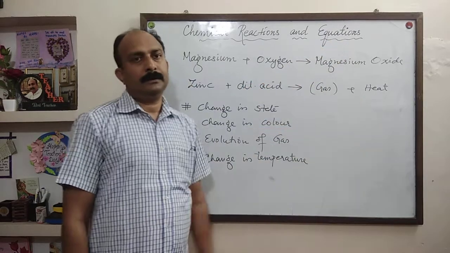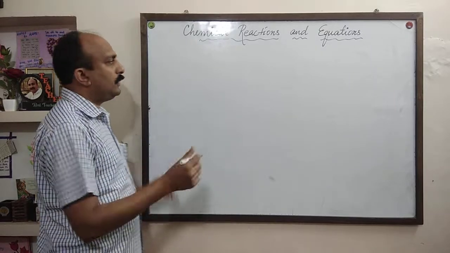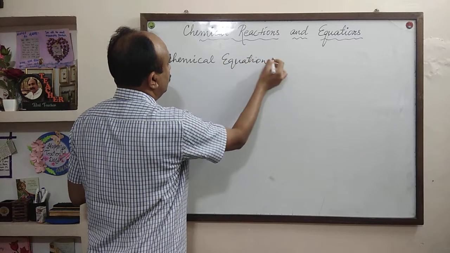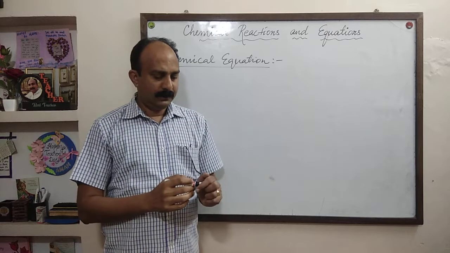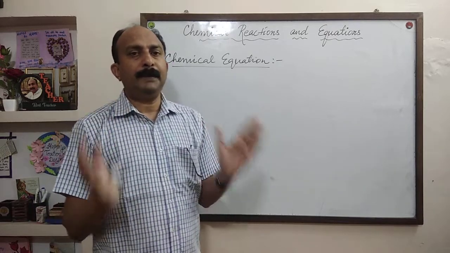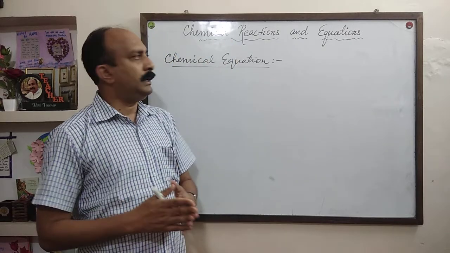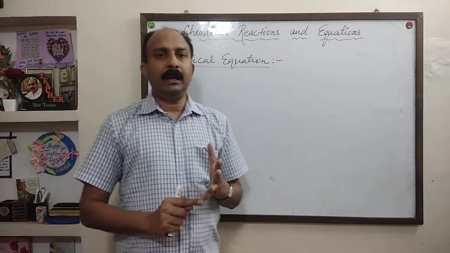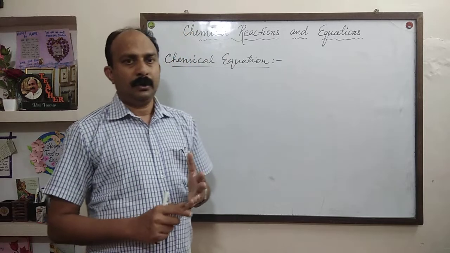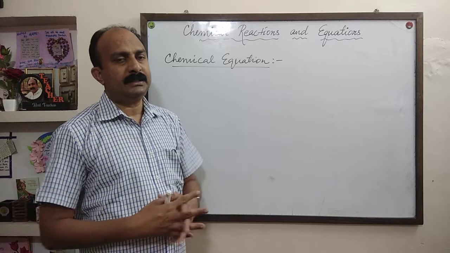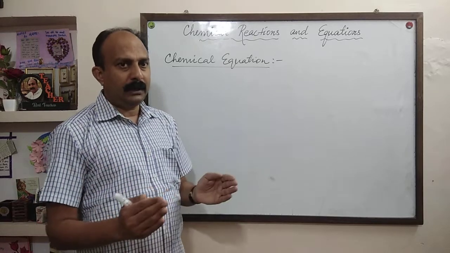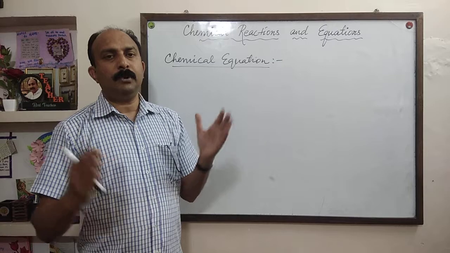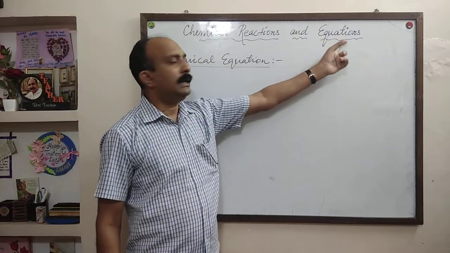What is a chemical equation? A chemical equation is a symbolic representation of a chemical reaction. I repeat, a chemical equation is a symbolic representation of a chemical reaction with the help of symbols and formulae. All of you are well aware of symbols and formulae, as you studied them in class 7th and 8th. Using symbols and formulae of the reactants and the products, we will represent the chemical reaction symbolically. This symbolic representation of a chemical reaction is called a chemical equation.